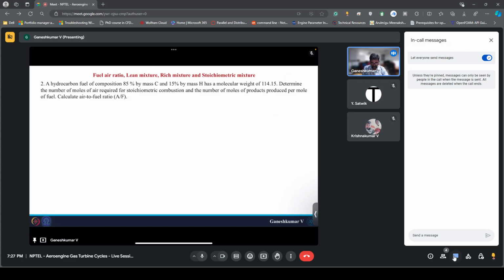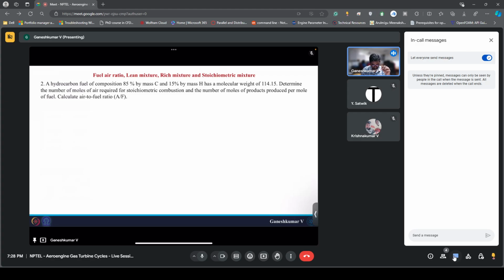Usually any aircraft fuel, aviation fuels, are hydrocarbons. Basically it will be mostly kerosene. Sometimes people go with different variants of hydrocarbon. So here there is a hydrocarbon. We don't know which hydrocarbon it is, but they are given a composition of 85% by mass of carbon and 15% by mass of hydrogen. Okay? But they are given the total molecular weight of this fuel.